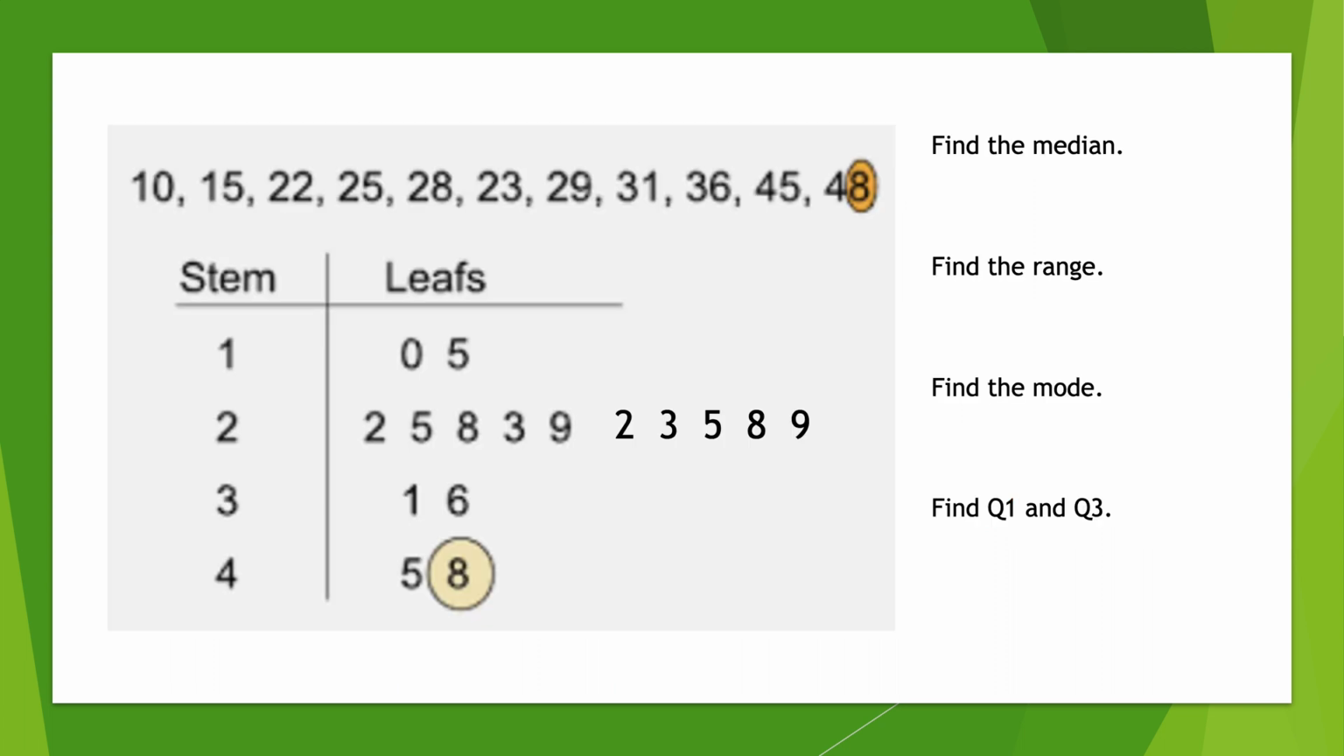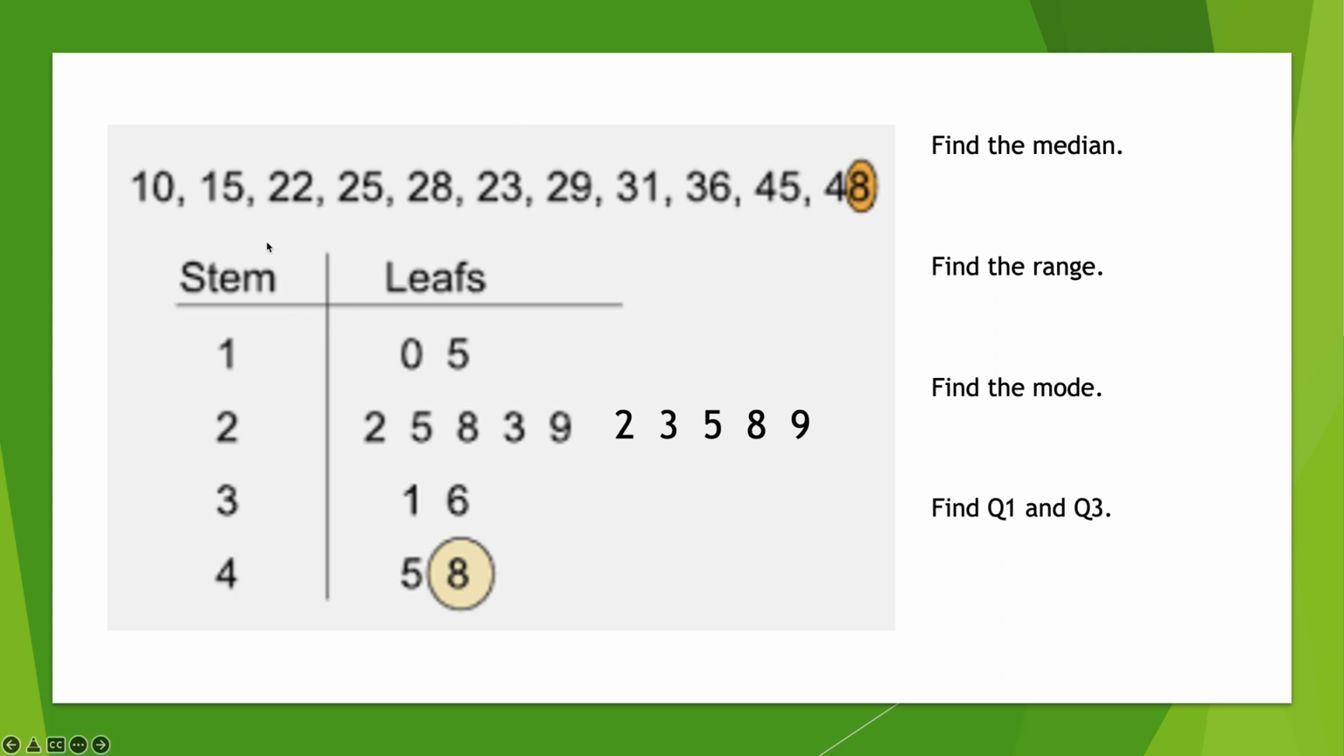So here's a stem and leaf plot. And basically what they do is we have the data 10, 15, 22, 25, 28, 23, 29, 31, 36, 45, 48. And that is fairly in order. At least it goes 10s, then 20s, then 30s, then 40s. Imagine if we put some 40s in the beginning and some 20s at the ends and some 10s and 15s in the middle and then sprinkle the 30s all throughout. It can be very difficult to see trends. So what a stem and leaf plot does is it organizes the data.